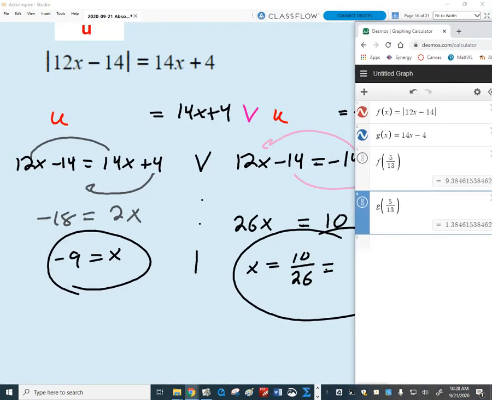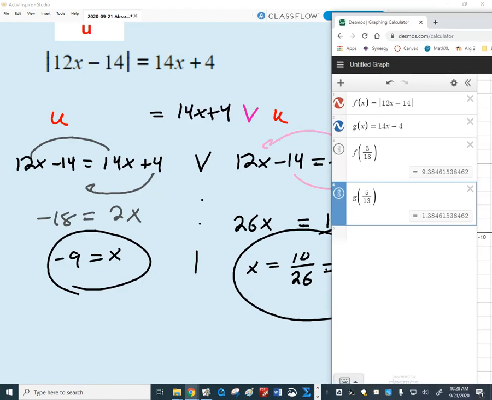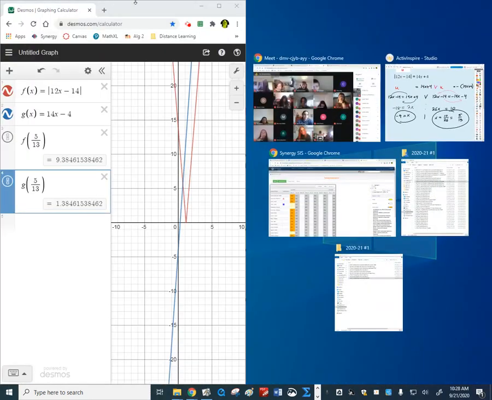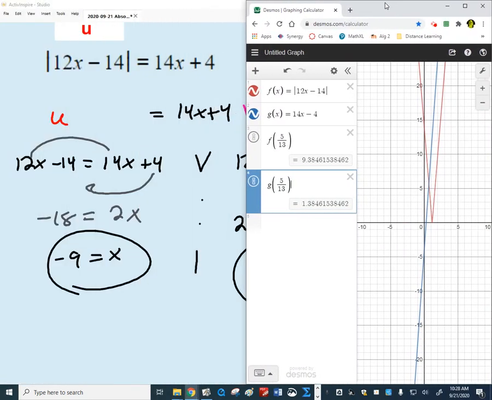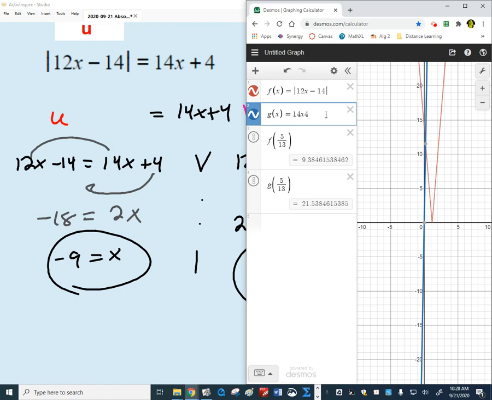Is that right? Oh, you know what I did? Oh, look what I did. I typed in the wrong thing. That's supposed to be a 14x plus 4, isn't it? Not minus 4. Okay, so these both worked. Okay, maybe the other ones did too. Let's try them.